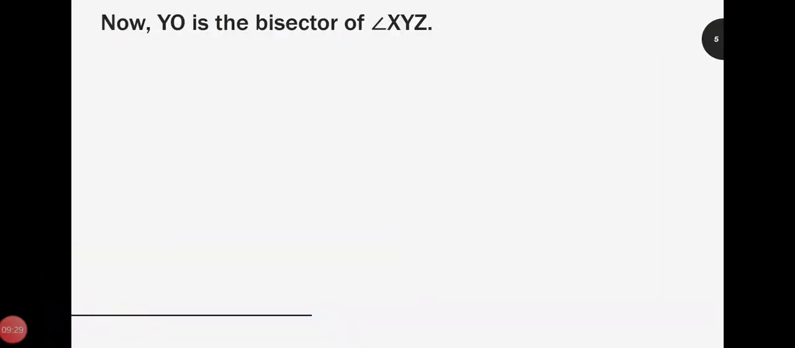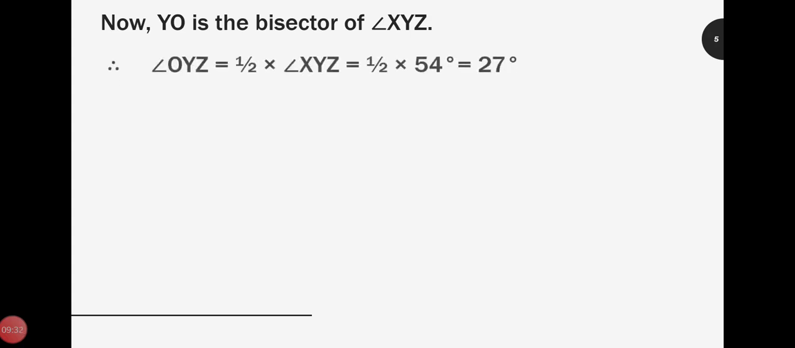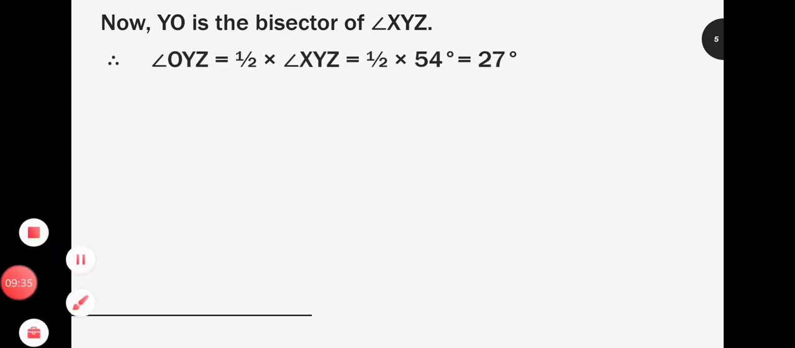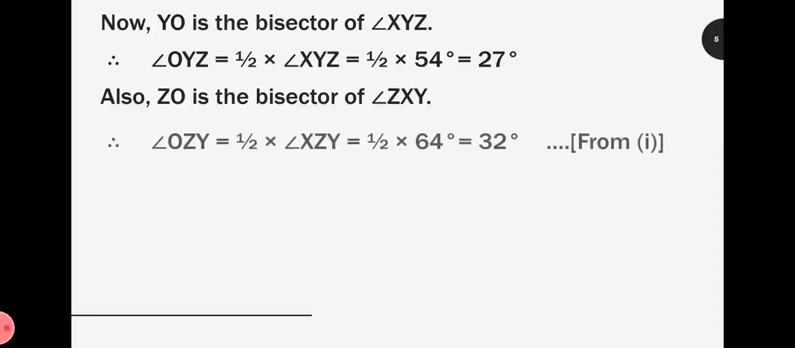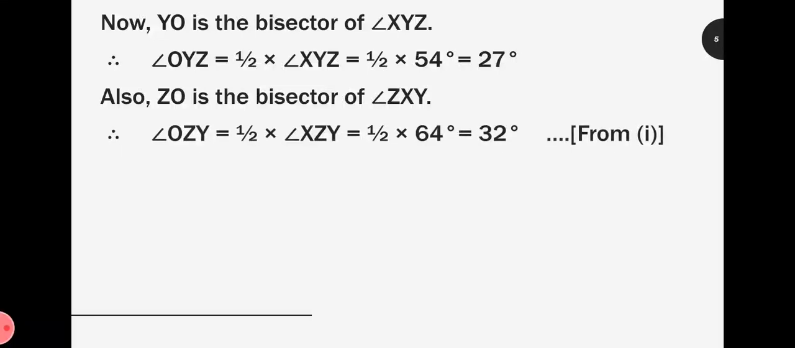Now YO is the bisector of angle XYZ, as I explained in the figure. Therefore angle OYZ equals half of angle XYZ, that is half into 54 degrees, which equals 27 degrees. Similarly, ZO is the bisector of angle ZXY. Therefore angle OZY will be half of angle XZY, that is half of 64 degrees, because we have found that angle XZY equals 64 degrees. So half of 64 degrees will be equal to 32 degrees.